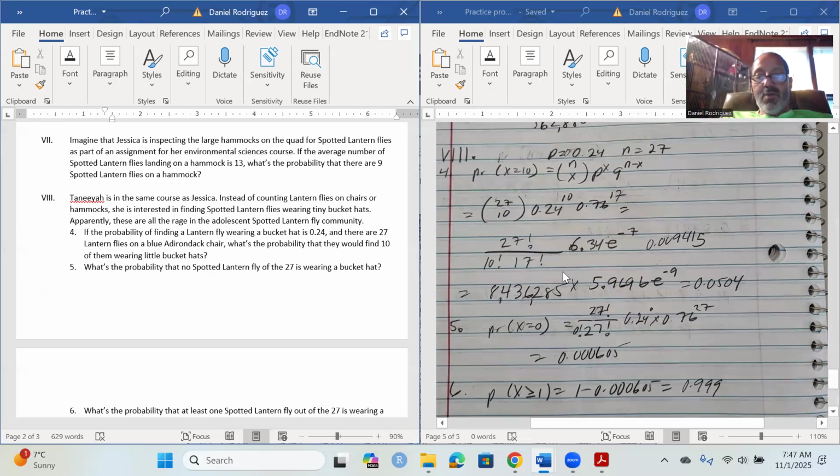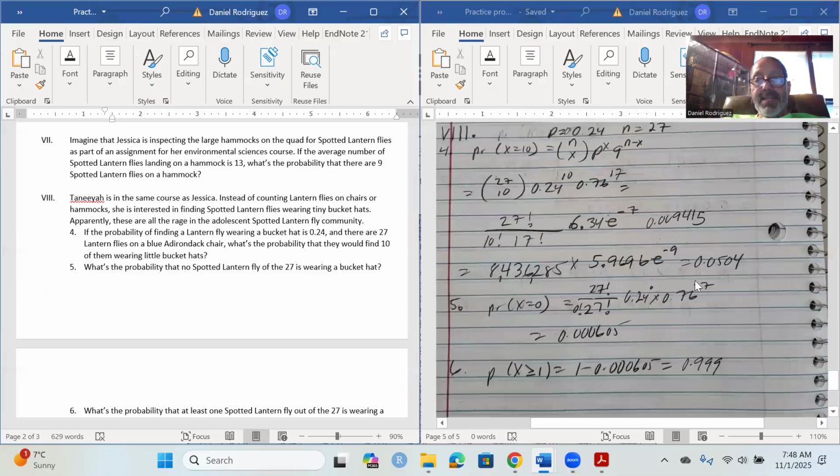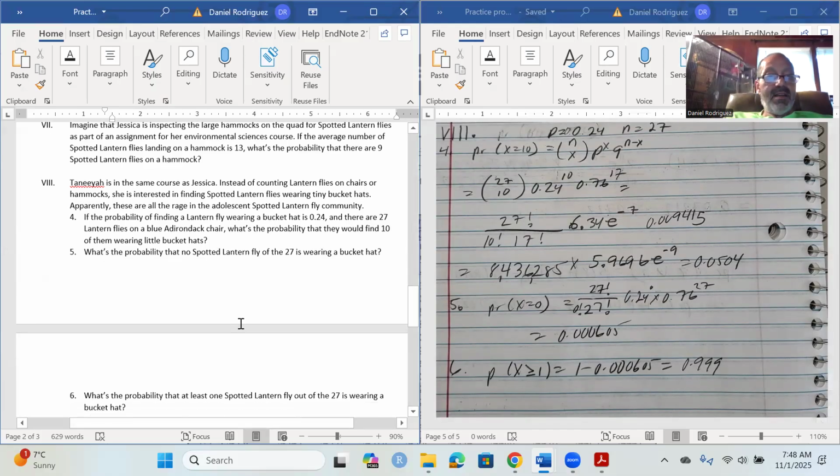Use your calculator wisely here, but notice how I'm showing the work. This is what I want to see. You can do all this stuff with your calculator. That's fine. You still got to show me the work. I get 0.0504. So this is the probability of seeing 10 of these little guys.